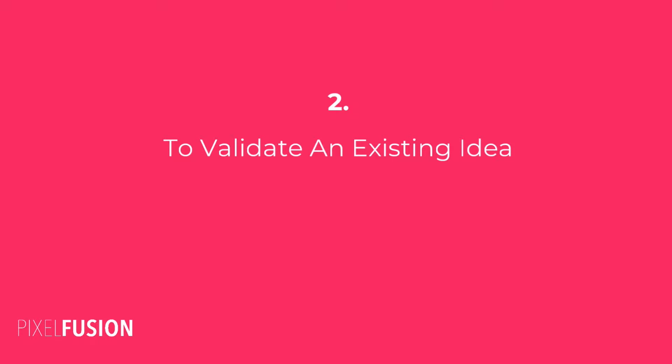The other thing that we use design sprints for here at Pixel Fusion quite often is for validating an existing idea. So if you have a hypothesis for how you might solve a problem, but you're not sure if users are going to respond well to that solution, you're not sure if the solution is actually legitimately going to have the business outcome that you're looking for, then that's another really good use for a design sprint. So in that case, you're not starting with a problem, you're starting with a hypothetical solution and then validating it.